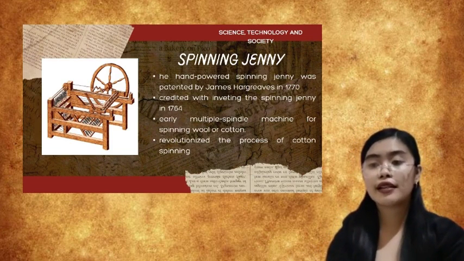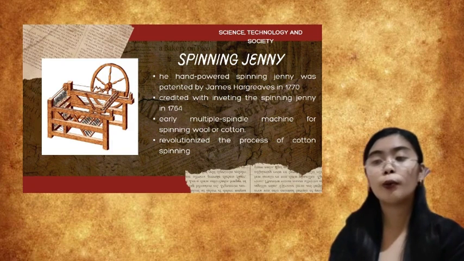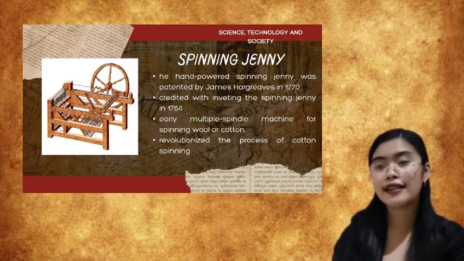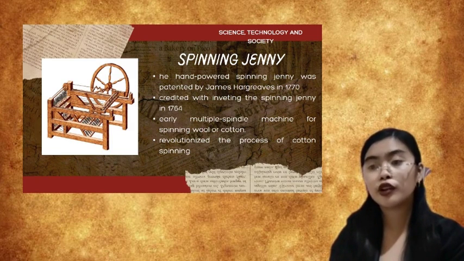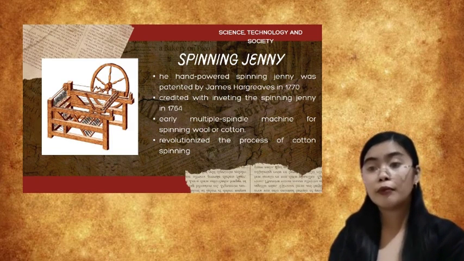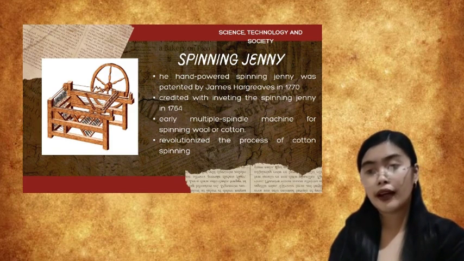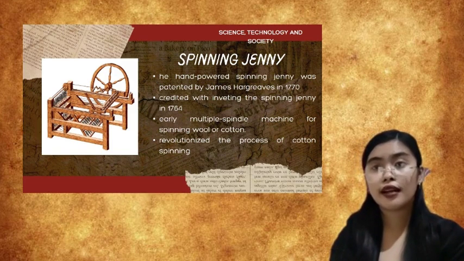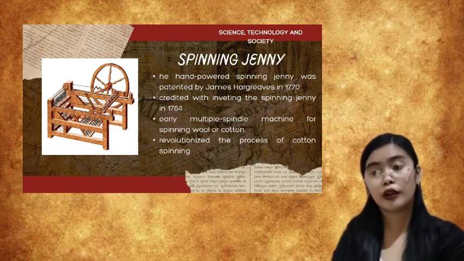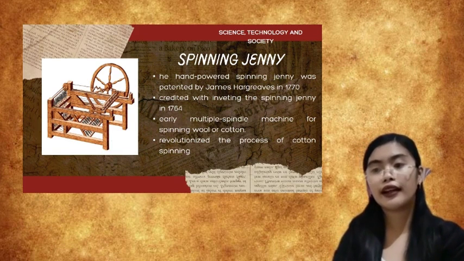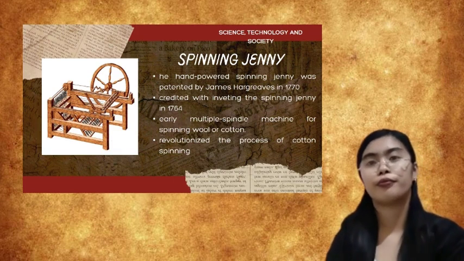Ang spinning jenny ay isang makina na gumagamit ng malaking gulong upang paikutin ang maraming spindle of threads ng sabay-sabay. Sinasabi rin na it would revolutionize the process of cotton spinning. The machine used 8 spindles onto which the thread was spun. So by turning a single wheel, the operator could now spin 8 threads at once. And sinasabi rin na it increased the production ability of textile manufacturing and was particularly important for cotton.